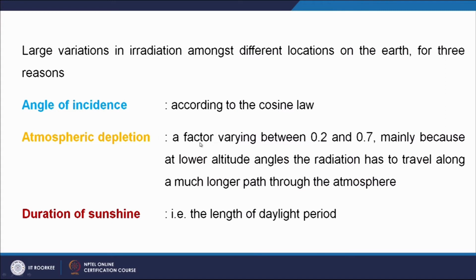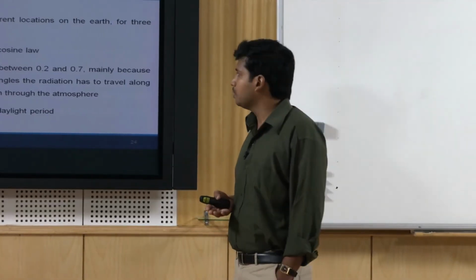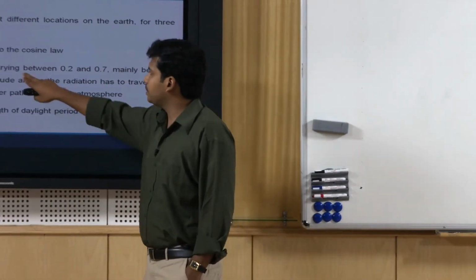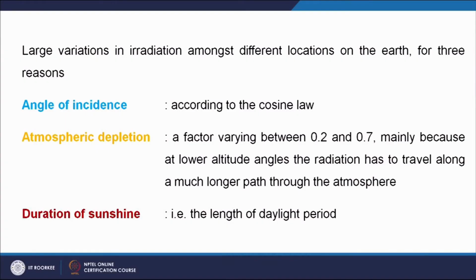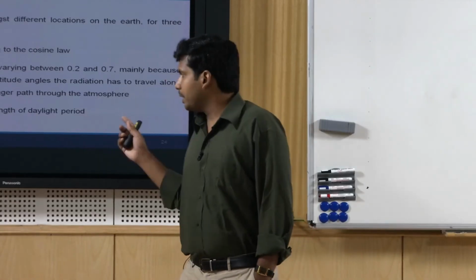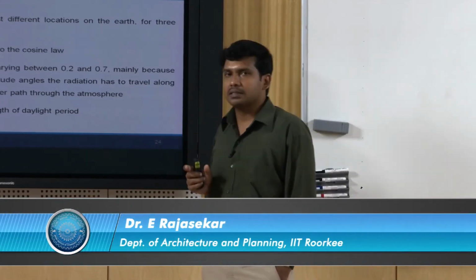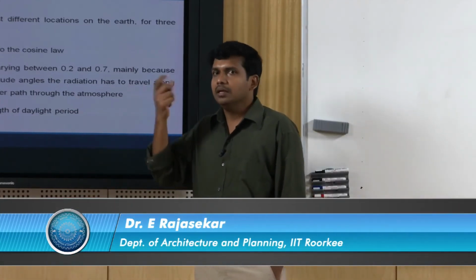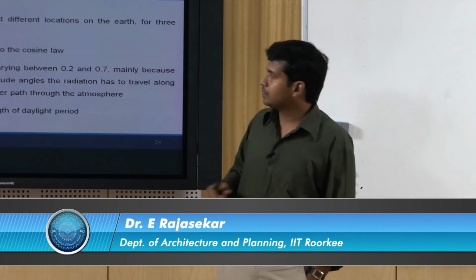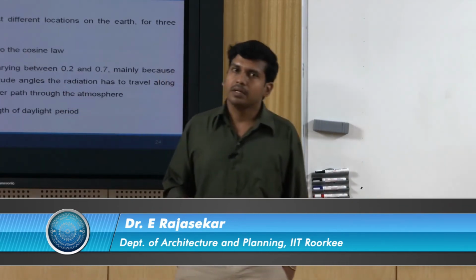For example, if it is in the polar region, the same sun's radiation has to traverse a long distance across the atmosphere, cutting through. So there is a factor which varies between 0.2 and 0.7. Then number 3 is the duration of sunshine. For example, earlier we said summer solstice versus winter solstice, or the northern solstice versus southern solstice, where the sun's duration of sunshine considerably varies between June 21st and December 22nd. So this has a considerable impact on the irradiation.